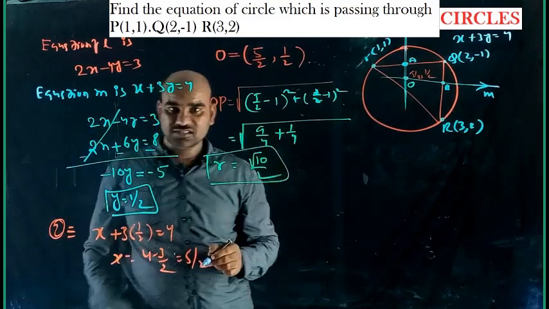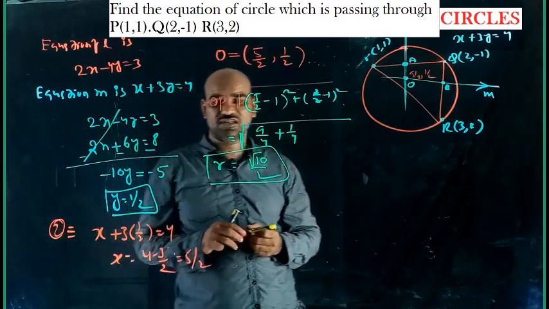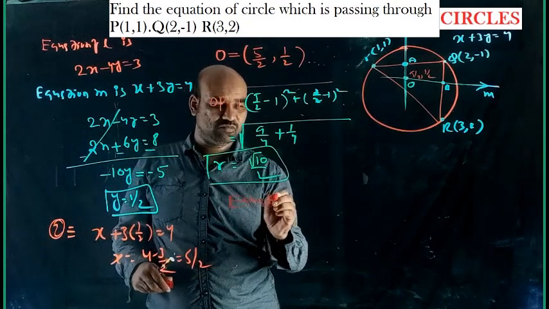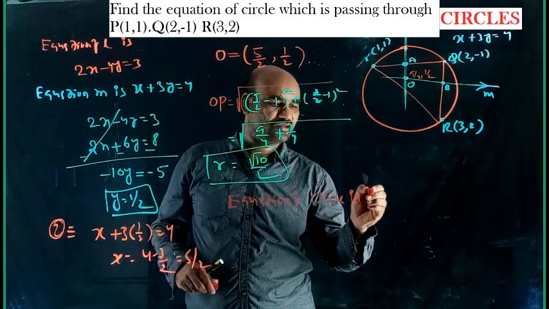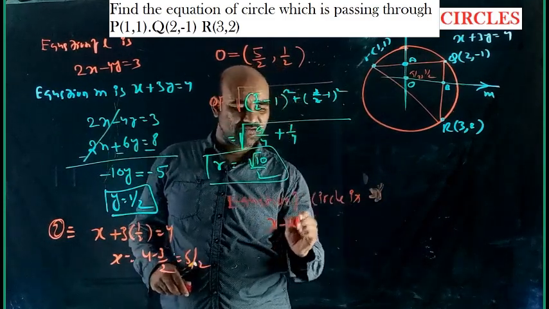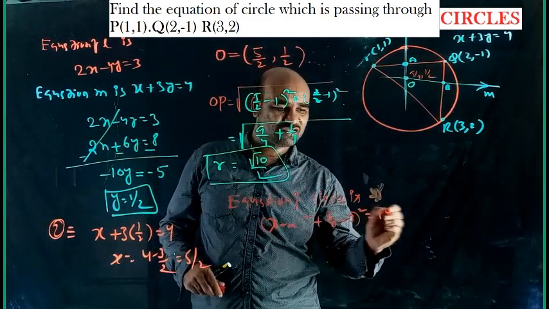Now we got radius and center. By using standard form we can find the equation of the circle. Equation of the circle is (x minus alpha) whole square plus (y minus beta) whole square equal to r square. Standard form.